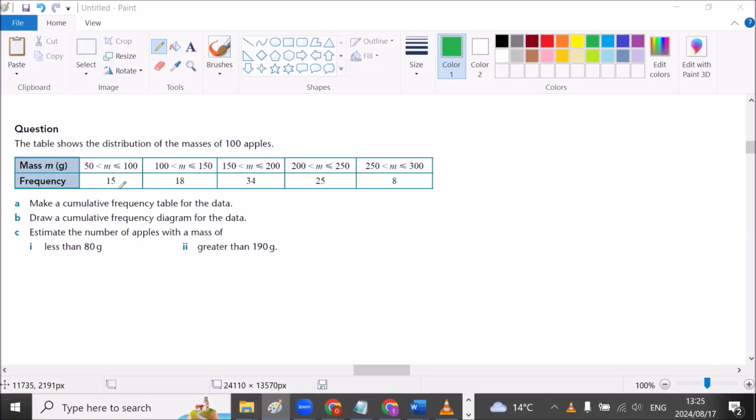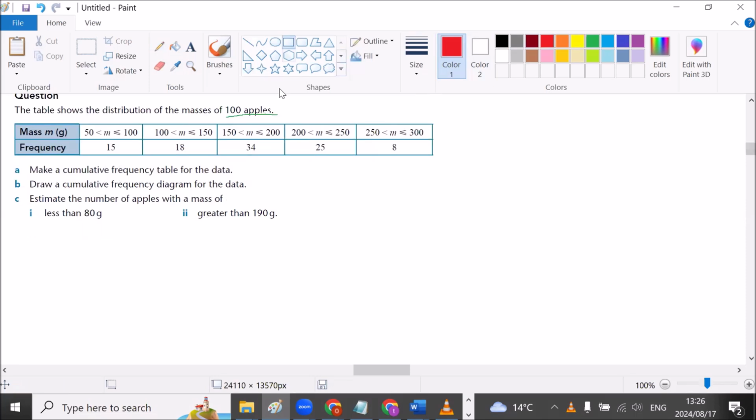Let's look at this question. The table shows the distribution of the masses of 100 apples. Make a cumulative frequency table for the data. So we start our table. We have our mass in grams and our cumulative frequency, which we are going to obtain from these frequencies.